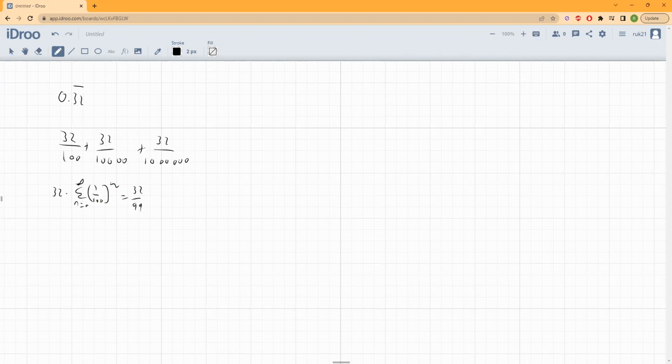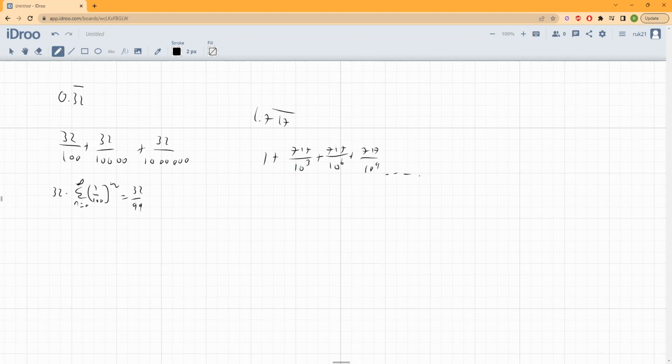Next one we have to convert is 1.717. And it's the same idea, same pattern. This time it's going to be 1 plus 717 over 10 to the power of 3 plus 717 over 10 to the power of 6 plus 717 over 10 to the power of 9, and so on and so forth.